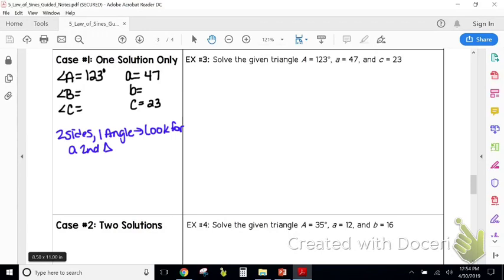Alright, so what are we going to find first? Angle C. That's the only thing we can find, right? Because we know everything about A, and we only know side C, so we're going to find angle C. So we know, using the law of sines, that sine of 123 degrees over 47 is equal to, we don't know angle C, so just sine of angle C over side C, which is 23. Again, we're going to cross multiply with the numbers and divide by what's left. So sine of C will equal 23 times sine of 123 degrees all over 47.